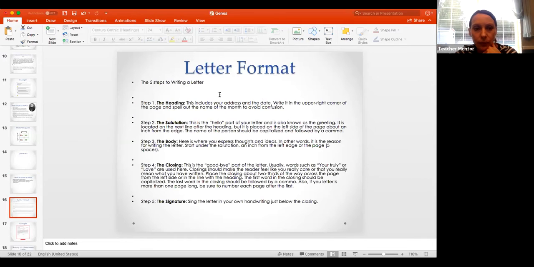Basic format for a letter. This is not in the assignment, so you're not being assessed on your letter format. This is just reminding you of a skill as we go through this lesson. It gives you the 5 steps to writing a letter. You always start out with your heading, your address, your date. The salutation is that hello part of the letter. And then of course, you have the body, and this is where you express your thoughts and your ideas. This is the actual information. Then you have your closing, your goodbye, yours truly, love, see you soon. And then, of course, your signature.